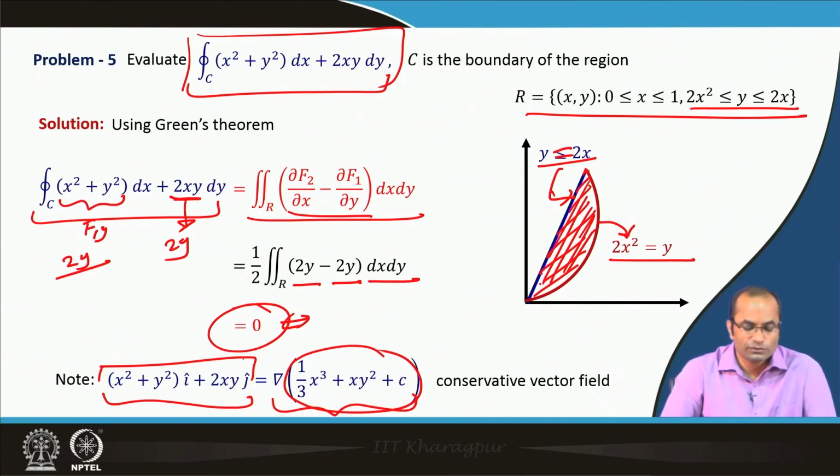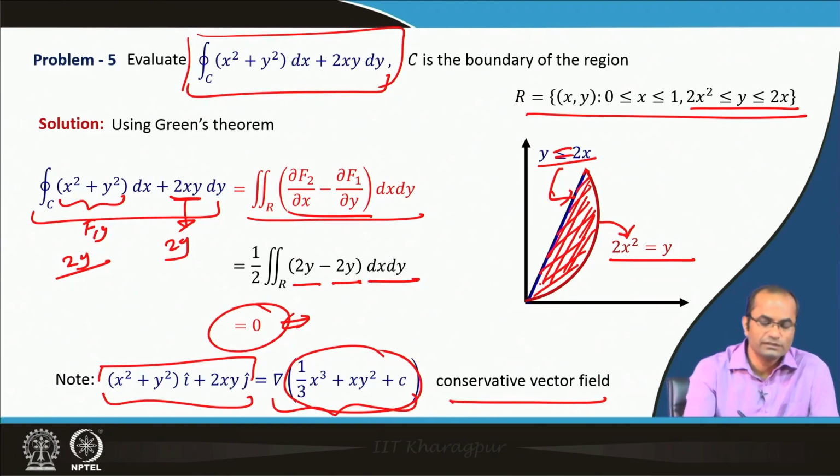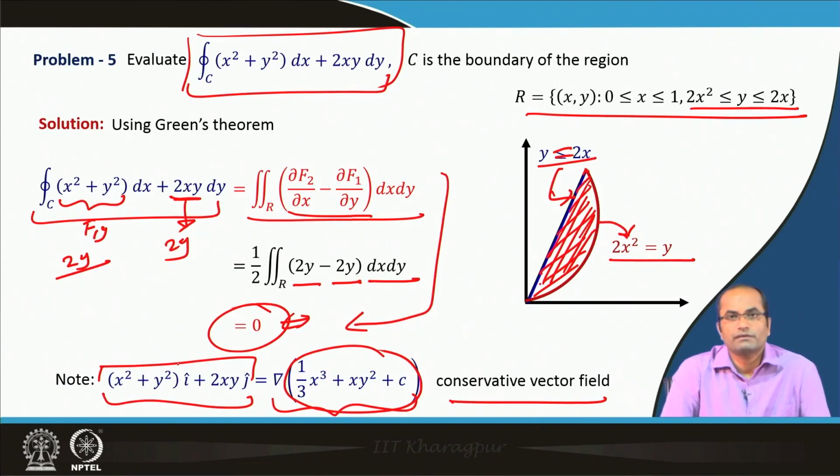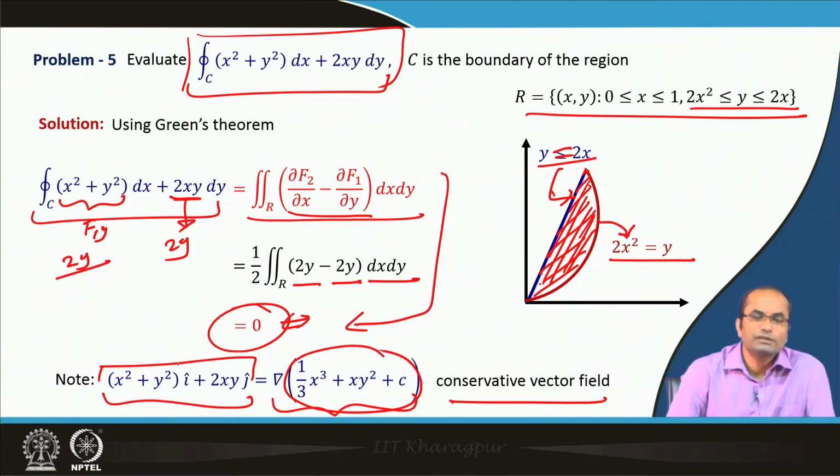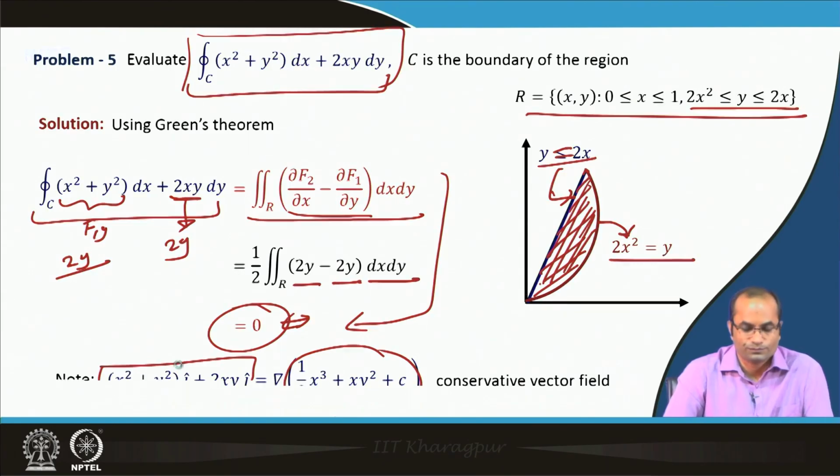So, one should also note that if the vector field is conservative, then along any closed path, this was one of the closed paths we have considered here, but we can take any other closed path also, that value will be 0, because that is a standard result which we have studied before. So, this is exactly what is happening here, because this is a conservative vector field and we are integrating over this closed curve. So, naturally this will be 0.